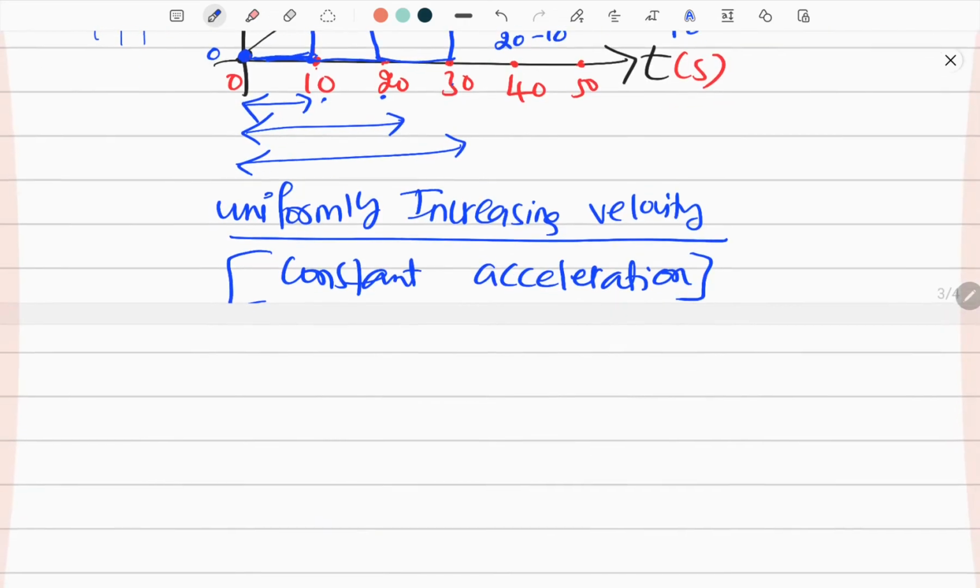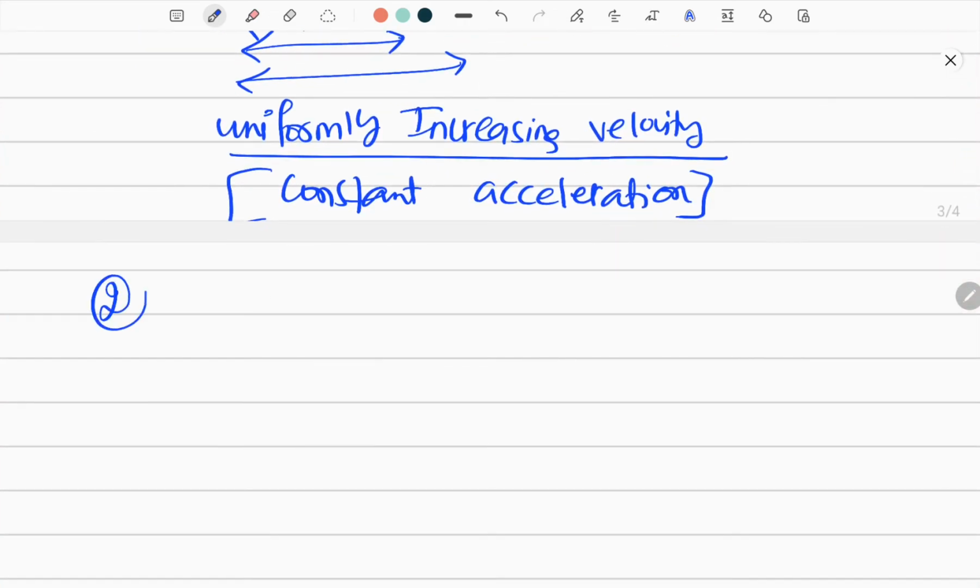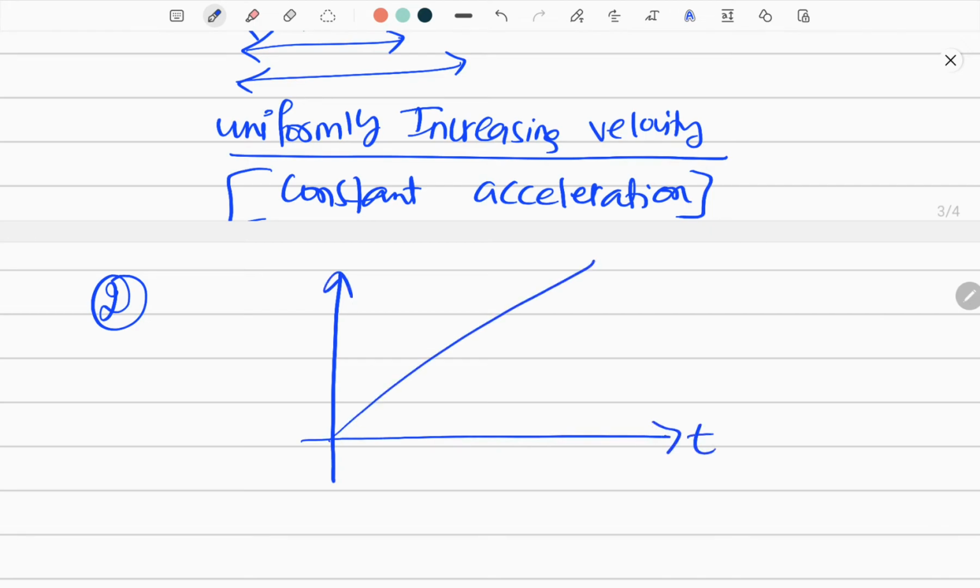All right, so simply I'm saying, now we are studying about the second graph. If any graph is like this, what is this? Definitely I have written here, just to mention that uniformly, it should be mentioned. This should be V and this should be T, so definitely it is uniformly increasing velocity. That means constant acceleration is there.